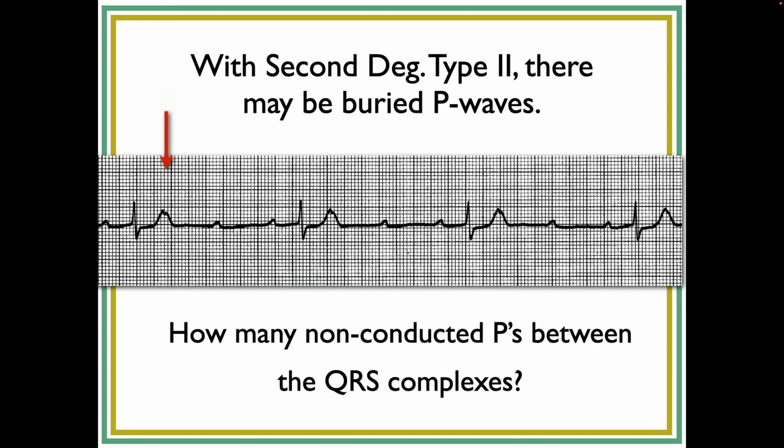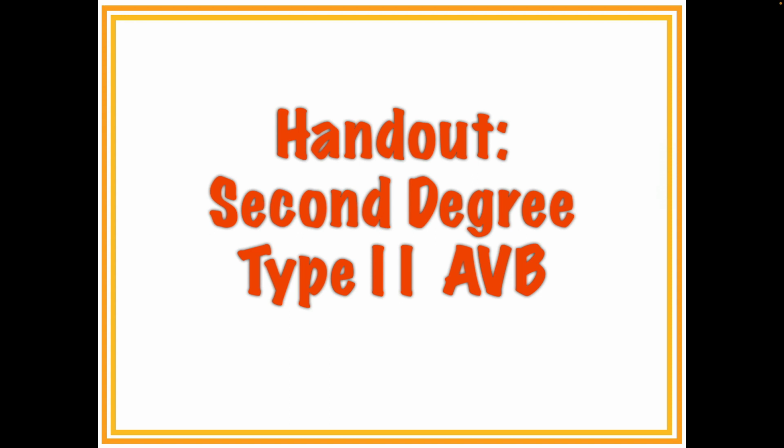And again, we said buried P waves tend to happen with third degree, but sometimes the buried P's also happen. We've seen this one a couple times with second degree type 2, so you have to go looking for them. Okay, 2 is the answer. Okay, let's go to the next handout, which is the second degree type 2. So example 26 through 34.